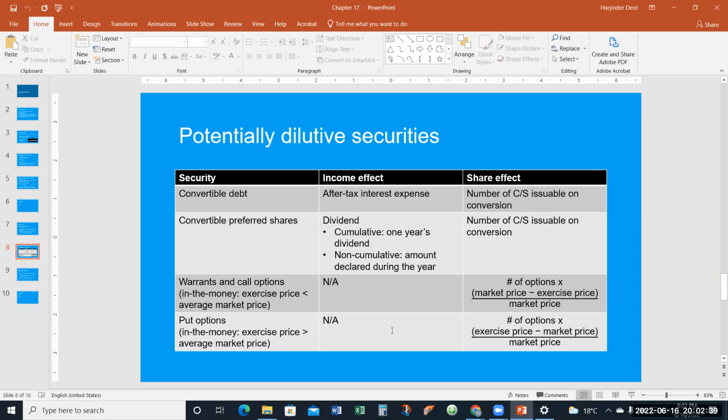Now, companies can also have put options. A put option is just the opposite of a call option. So under a put option, the holder of the put option can force the company to buy back its shares at a fixed price. All right, call option, the option holder can buy the shares from the company at a fixed price. Put option, the option holder can sell a share to the company at a fixed price.